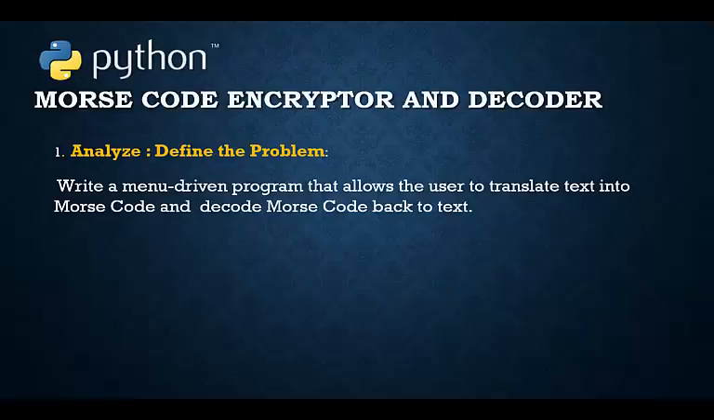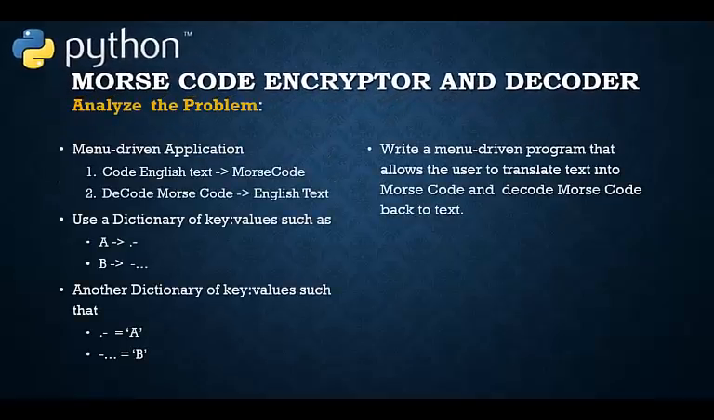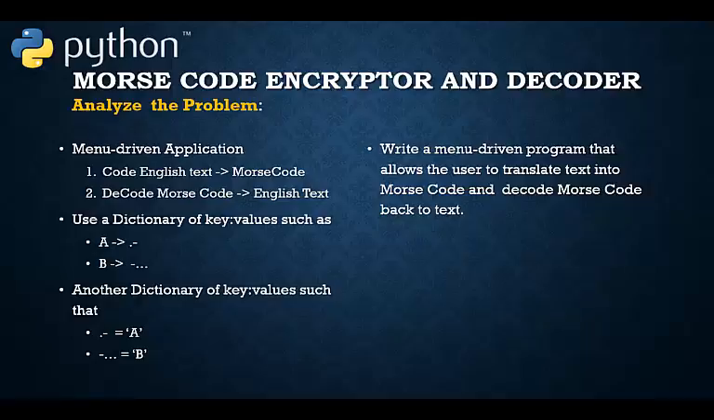Write a menu-driven program that allows the user to translate text into Morse code and decode Morse code back into English text. Now, when we take a look at this program, we realize that we have two things going on. We need to be able to go from English text, or the letters of the English alphabet, to Morse code translation, and we need to be able to decode Morse code back into English letters. So we're going to use two dictionaries to do this.